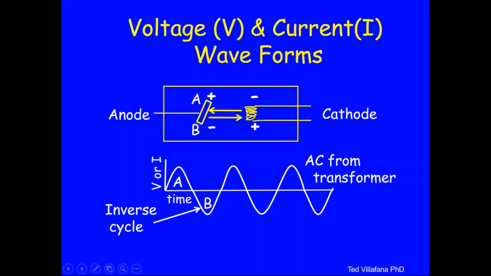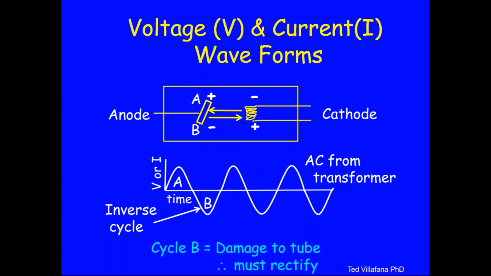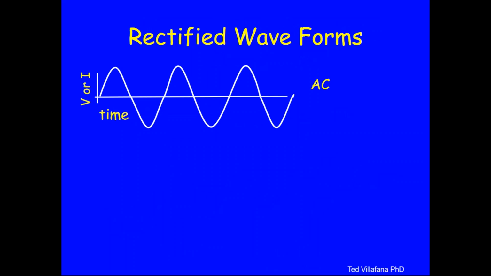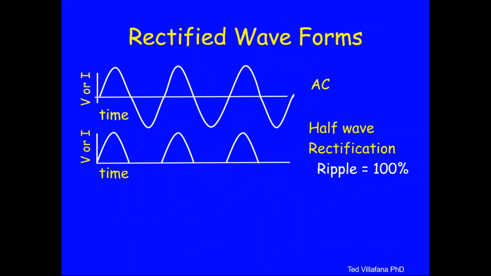So we have to get rid of what's referred to as the inverse cycle. We cannot allow that B part of the cycle, and we have to rectify. Rectification is the conversion of AC to DC. You want to get rid of that negative part so that you only have flow in one direction, the direction of the filament to the target. So this is what it would look like if we knock out that negative half cycle. Now you see here the half-wave rectified system.